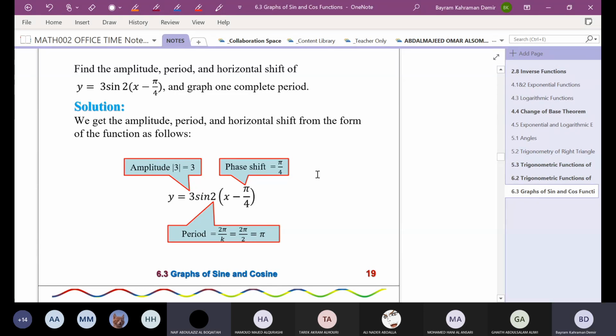Every interval we move pi over 4, right? Yes. Okay. We will see how to move pi over 4 units, Shabab.